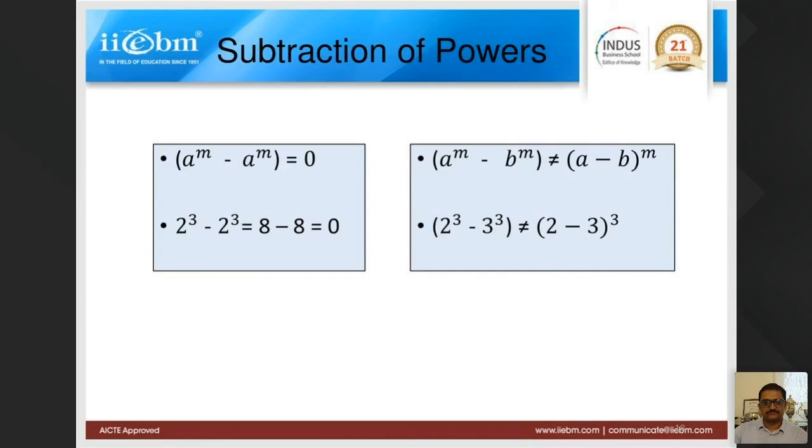So what if the base is not common? What if the power is also not common? Simply we have to solve each particular power individually and find out the value for that particular number.